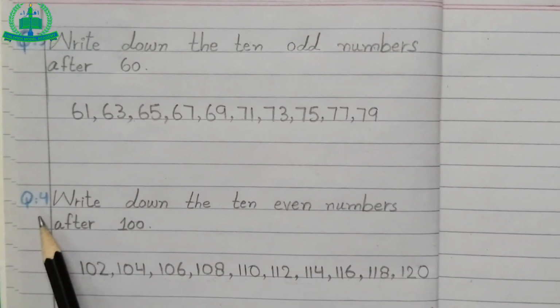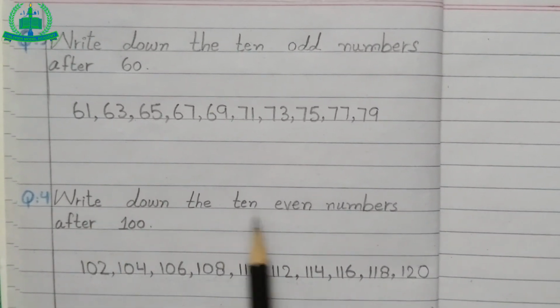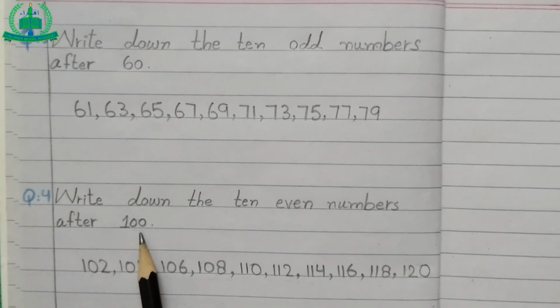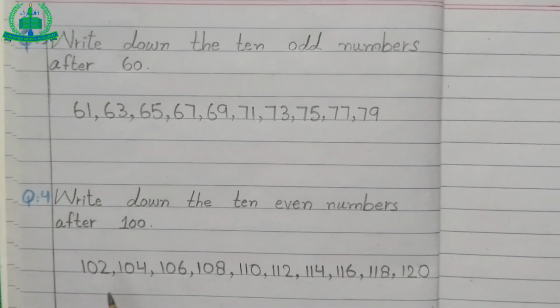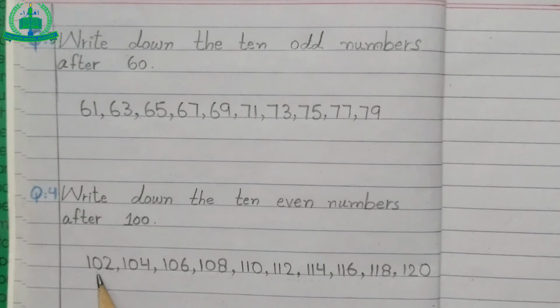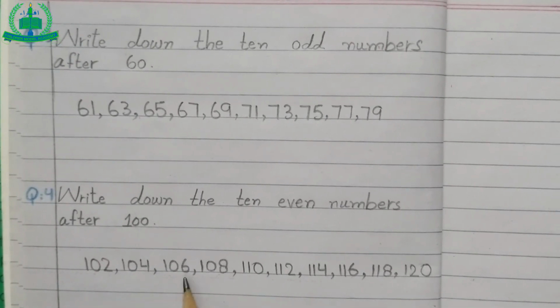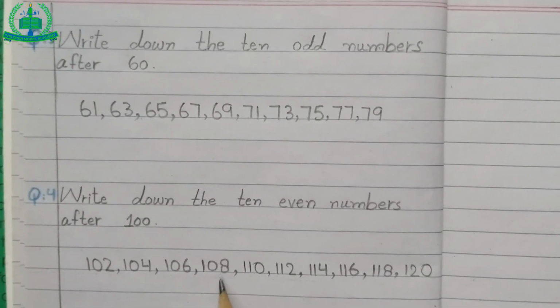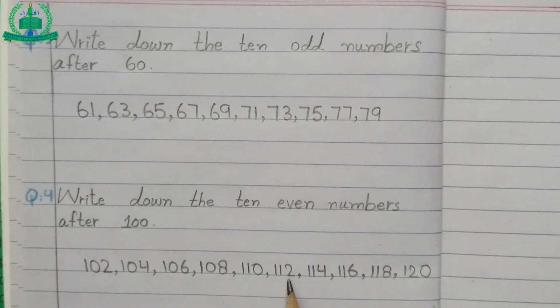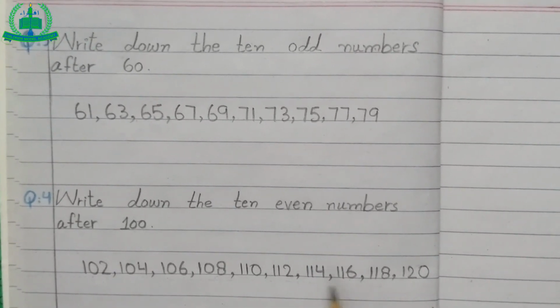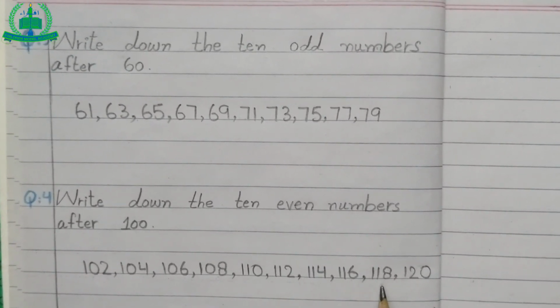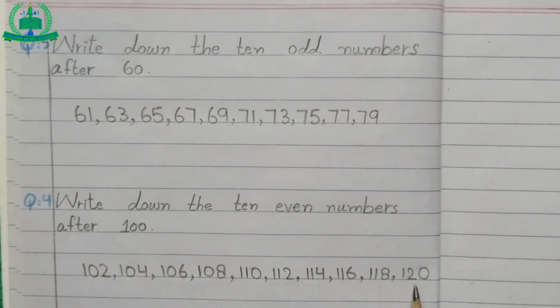Then question number 4. Write down the 10 even numbers after 100. The 10 even numbers after 100 are 102, 104, 106, 108, 110, 112, 114, 116, 118 and 120.